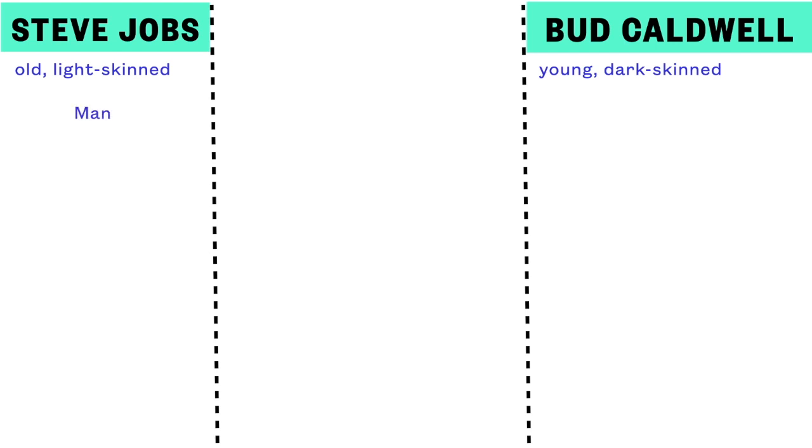But Steve Jobs is a grown man and Bud Caldwel is a boy. So I can just start off with the basics. Both of these are males. So now I have to go a little deeper. When I think of Bud, the first thing I think of is that his mother died and he does not know where his father is. Go ahead and write that down under Bud Caldwel.